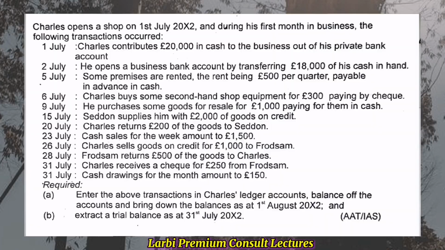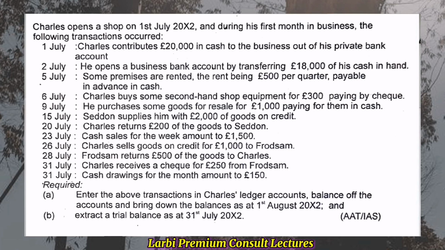Charles opened a shop on 1st July 20X2, and during his first month in business, the following transactions occurred. 1st July, Charles contributed 20,000 euros in cash to the business out of his private bank account. 2nd July, he opens a business bank account by transferring 18,000 euros of his cash in hand. 5th July, some premises are rented, the rent being 500 euros per quarter, payable in advance in cash. 6th July, Charles buys some second-hand shop equipment for 300 euros, paying by check.